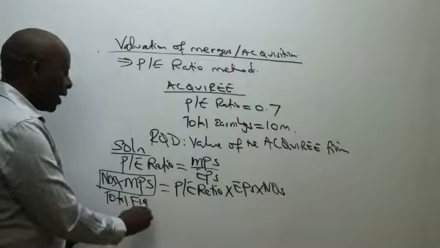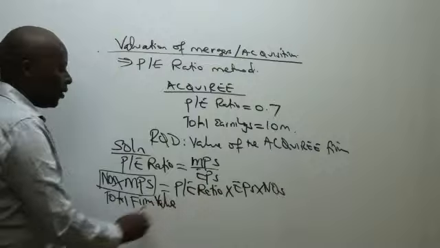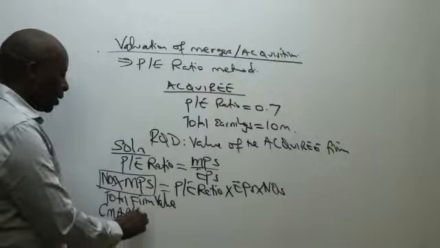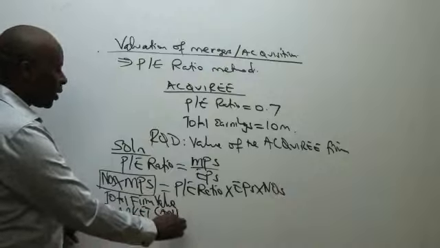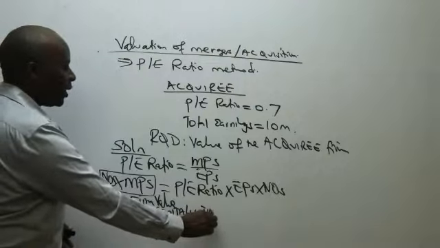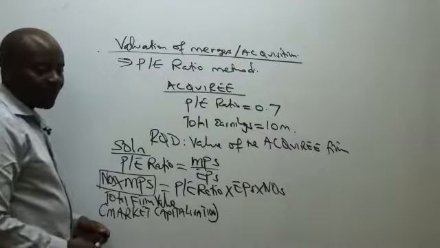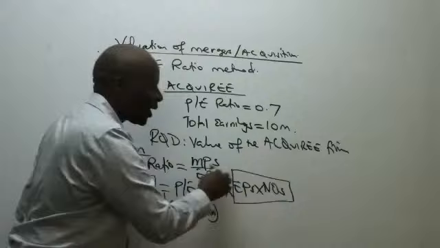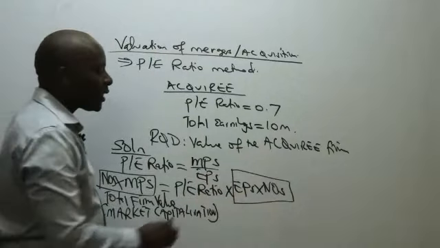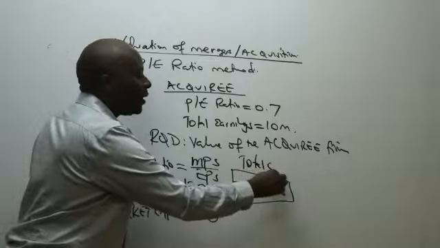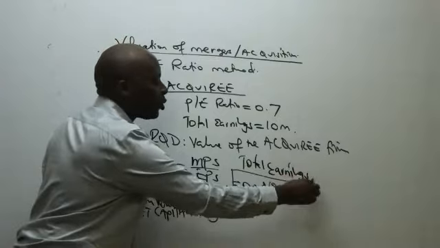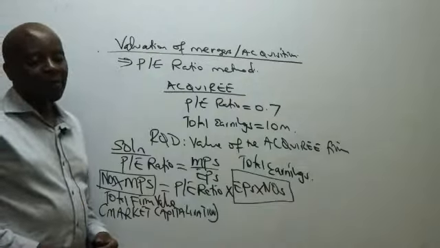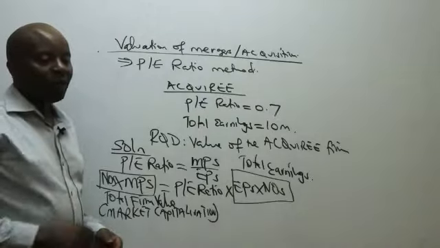Total firm value, or what some books call market capitalization. And then, ladies and gentlemen, look at this other side. When you take earnings per share times number of ordinary shares, what do you get? I get what we call the total earnings of the firm.